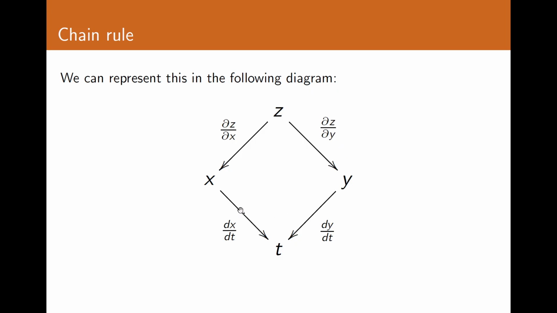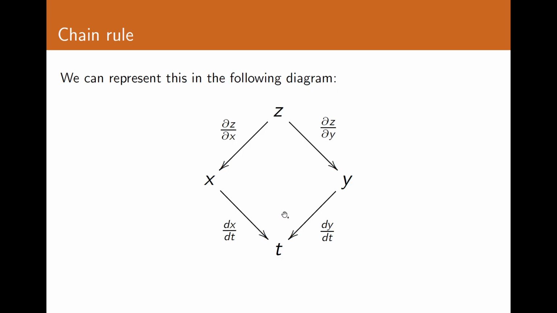Now going from the second row to the third row, there's only one variable in the bottom row. That means the derivative of x with respect to t is just a regular dx/dt, because x only depends upon one variable. And similarly, y only depends upon one variable, so you get dy/dt.